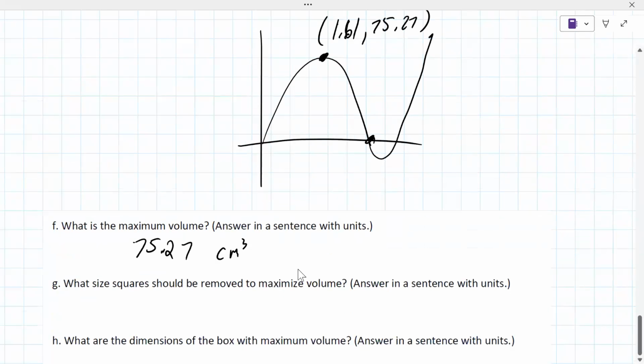Got it. So the x we just found is 1.61 centimeters. I guess you don't need a sentence here. Oh, it does say sentence. All right, this is unbelievable. So again, the squares that should be removed have a length of 1.61 centimeters.